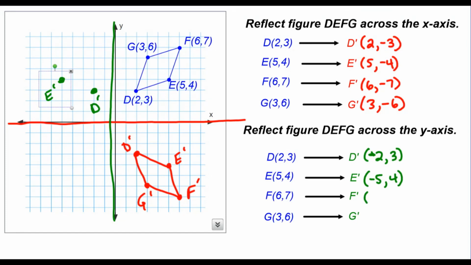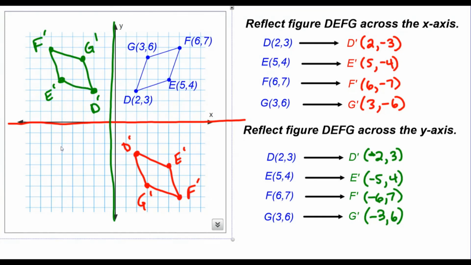F prime is going to be -6, +7. 1, 2, 3, 4, 5, 6. 1, 2, 3, 4, 5, 6, 7. And G prime, -3, +6. 1, 2, 3, 2, 3, 4, 5, 6. And again, you would use a ruler to do this. And there is my image reflected across the y-axis. So the two types of transformations we just talked about: translation is a slide, left, right, up, down, and reflection. We're going to reflect either across the x-axis or across the y-axis.